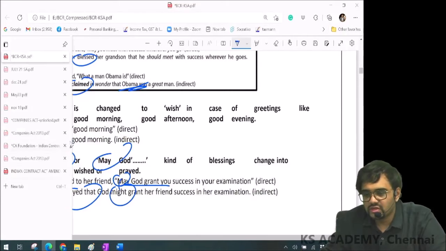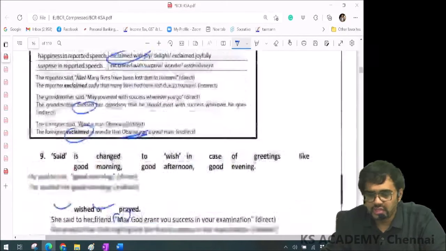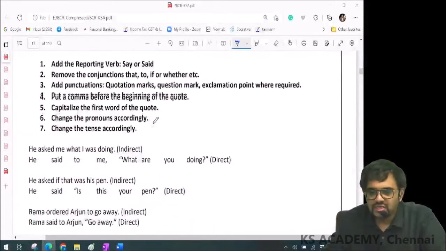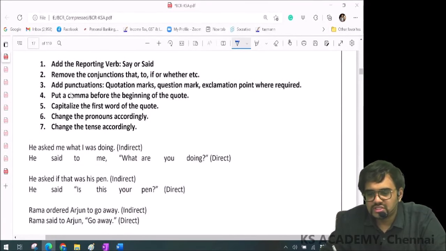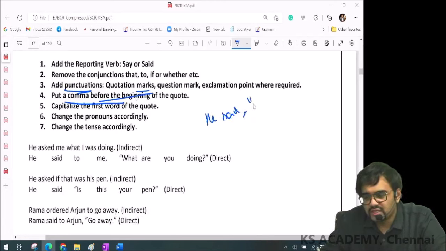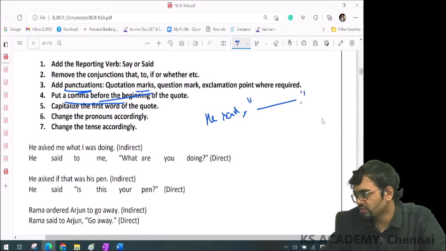So these are all the golden rules of direct speech to indirect speech. Similarly, whenever I am asking indirect to direct, very simple. Remove conjunctions, add punctuation and quotation marks, and put a comma before the beginning of the quote. He said, comma, and then double inverted comma, sentence, and full stop.